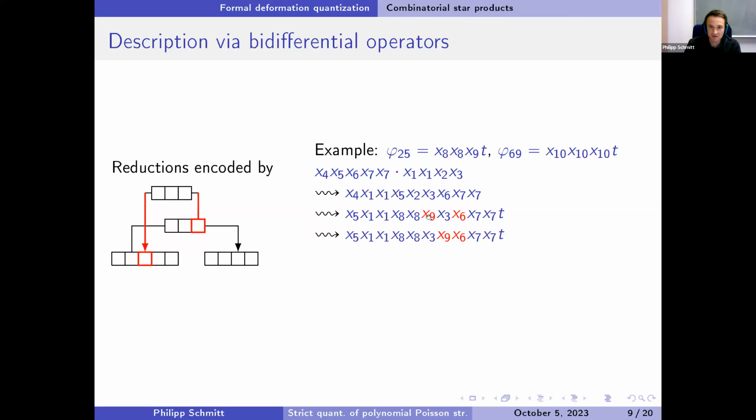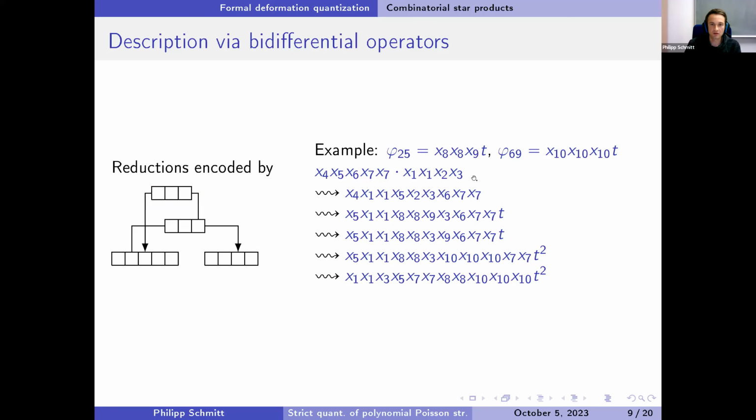We arrive at this expression. So we just need to swap x9 and x3 here. So we arrive at this expression. And then we again insert phi 6, 9. So we get this monomial. And since there are no further lines here in this diagram, all the remaining reductions will again just be swaps. So what we arrive at is this monomial here.